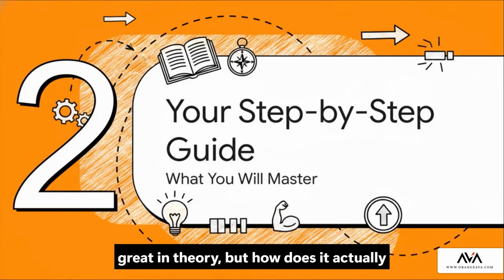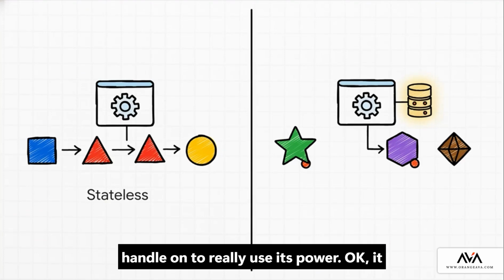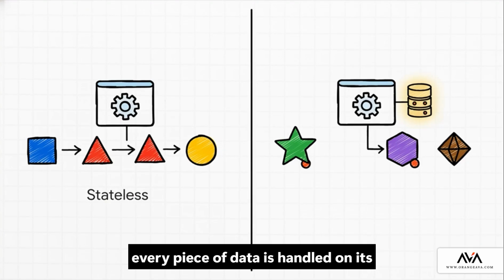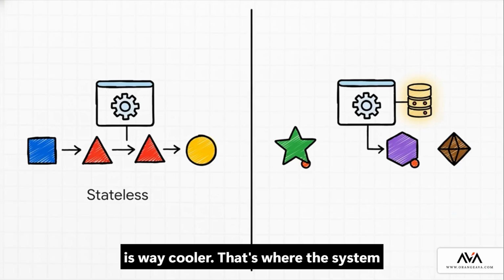So that sounds great in theory, but how does it actually work? Let's do a super quick run-through of the core ideas you'll need to get a handle on to really use its power. Okay, it all starts with the basics. You've got your stateless processing. That's where every piece of data is handled on its own, like a simple filter. But then you have stateful processing, which is way cooler. That's where the system actually remembers past data to give you more context, like if you're trying to calculate a running average.